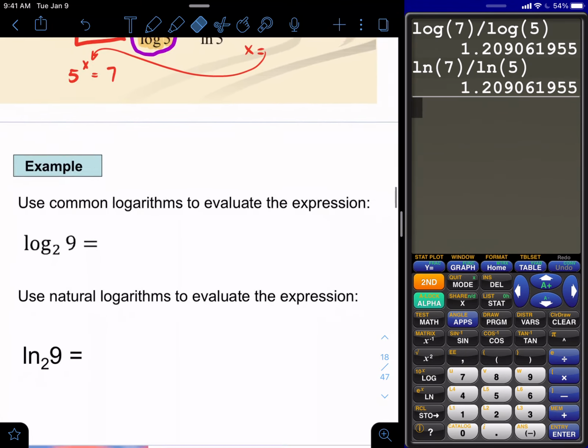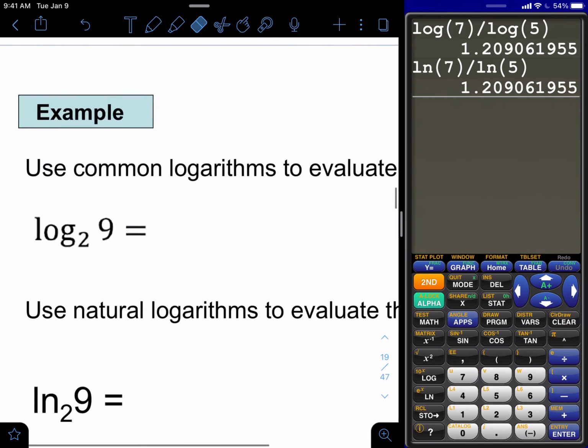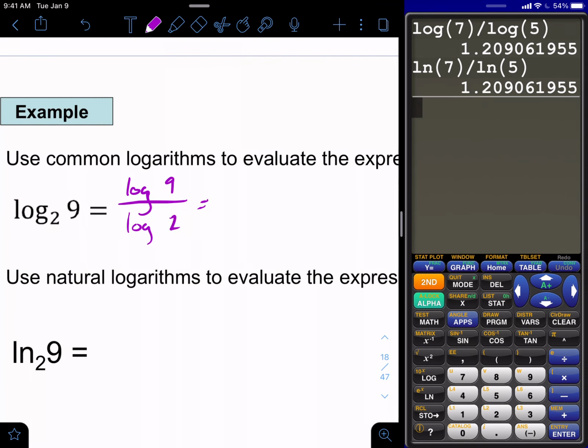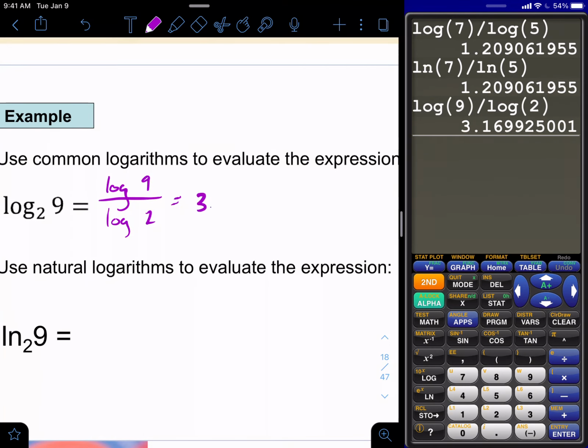So it says, use common logarithms to evaluate this. We know there's no power that's going to raise 2 to the power and set it equal to 9. So the way we're going to solve this is we're going to look at logs. To get the answer to this, it would just be the log of 9 divided by the log of 2. And when I do that, log of 9, close your parenthesis, divided by the log of 2, close your parenthesis, is equal to 3.1699, let's just call it.